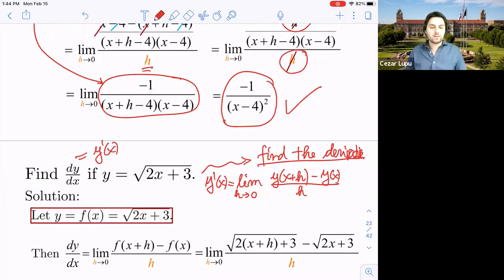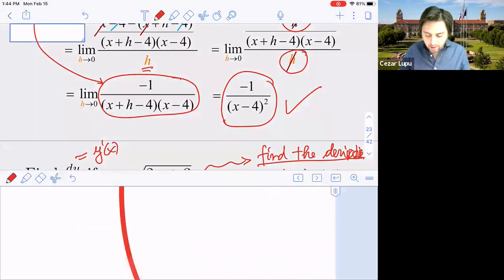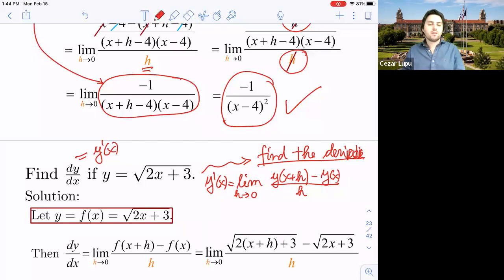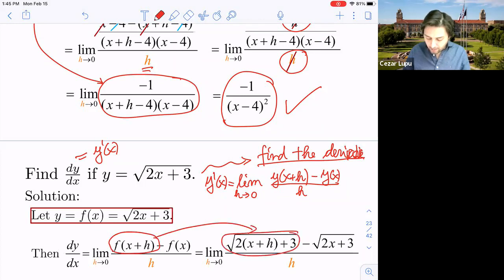dy over dx, and you can work with y of x, but we can also say that if y equals f of x, you can just replace y by f if you want, it doesn't really matter. What matters is that the derivative of y at x is the limit of that difference quotient. And now f of x plus h is this guy here, and f of x is this guy here.